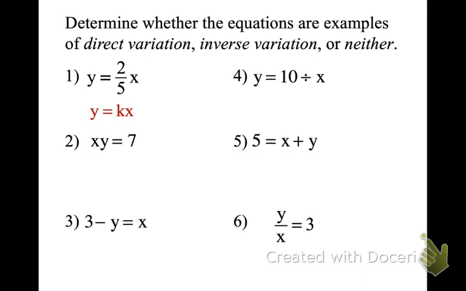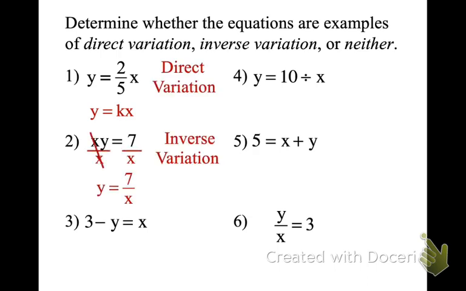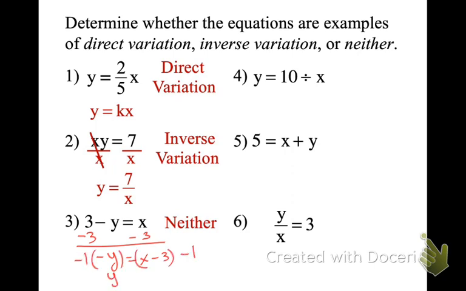Again, we always have to get the y alone. So I'm going to subtract 3. If I subtract the 3 minus 3, y is here alone equals x minus 3. I can multiply everything by -1. And I get y equals negative x plus 3. Because we have that plus 3, it's neither.